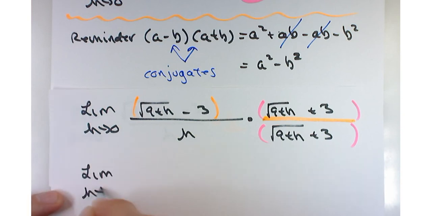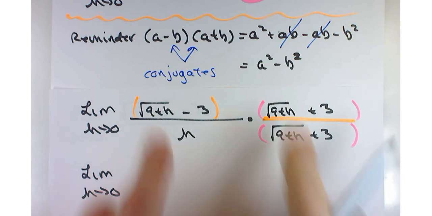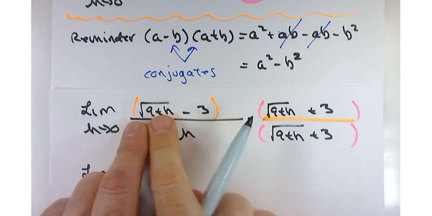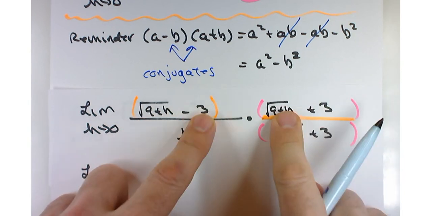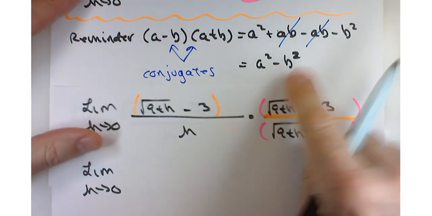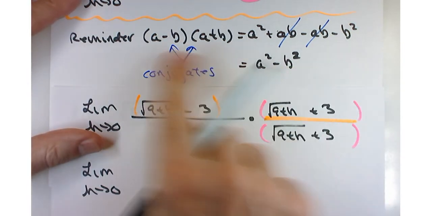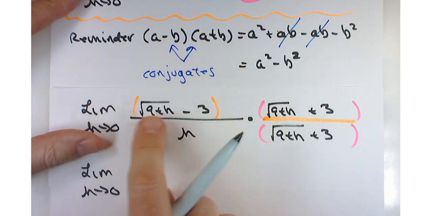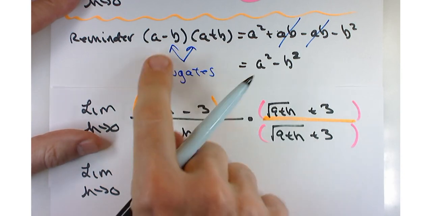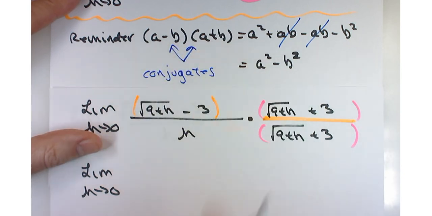Limit as h approaches 0. Now, some people might call it laziness. I call it economy of movement. I don't really want to FOIL this out. I don't want to do this times this, and this times this, this times this, this times this. I know the exact pattern of what happens here. When I multiply conjugates, I'm going to get a squared minus b squared.